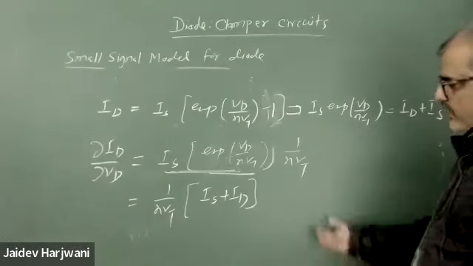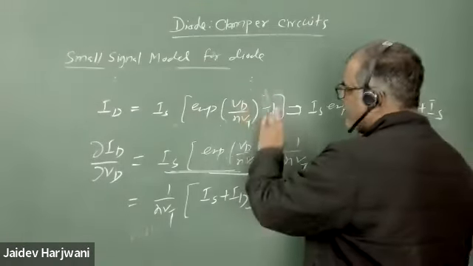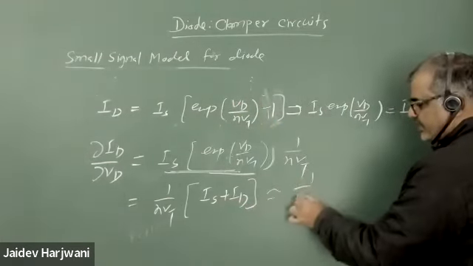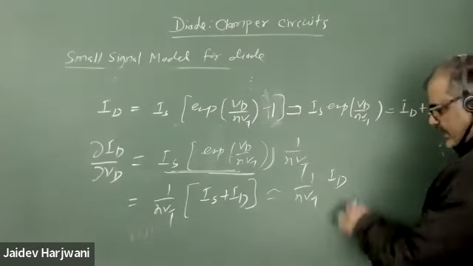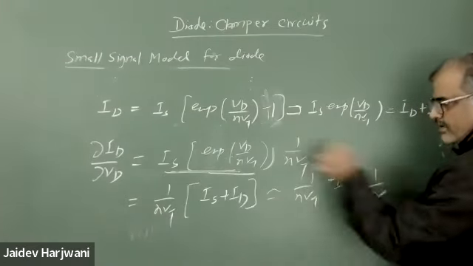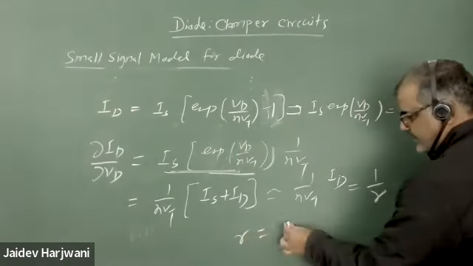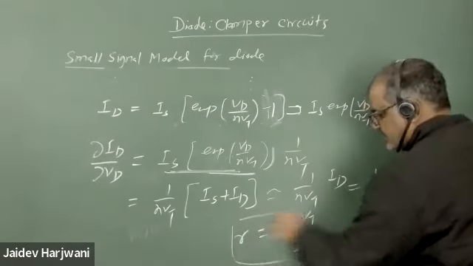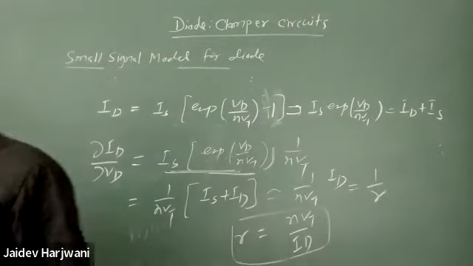Or you want to ignore this one. You say I have already ignored it, so ignore this one. So I can write it like this: 1 upon eta VT equals ID. And this is what? This is 1 upon R, delta ID upon delta VD. So R will be what? Eta VT upon ID. Just now I calculated the AC resistance. Yes, sir, the same thing.